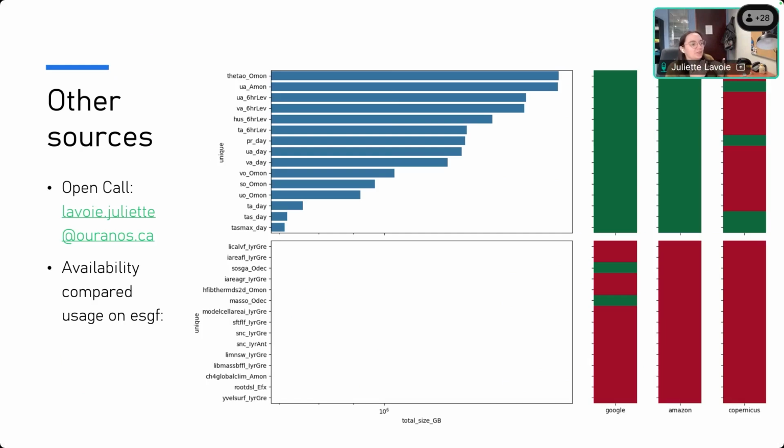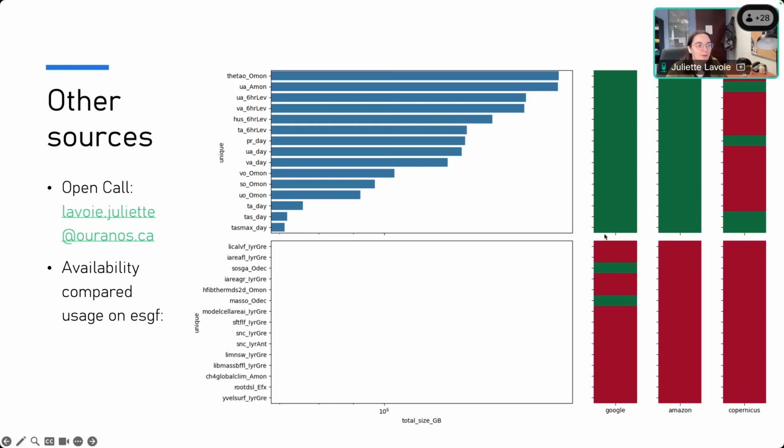In the meantime, we've looked at the availability on Google, on Amazon, and on Copernicus of the different variables compared to their popularity on ESGF. Here we have the top 10 variables on ESGF and the bottom 10. In green, they're available, and in red, they're not available. You see that a lot of the top variables in ESGF are not available on Copernicus, while Google has some really unpopular data there.